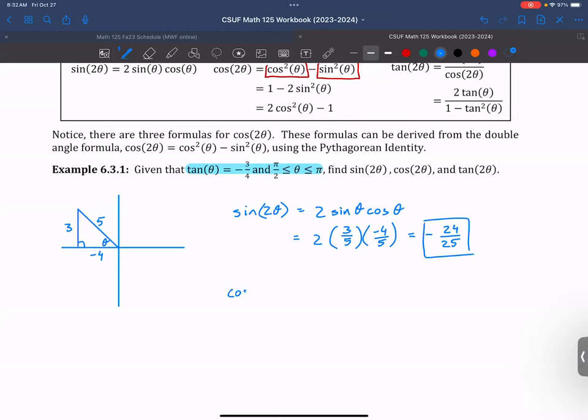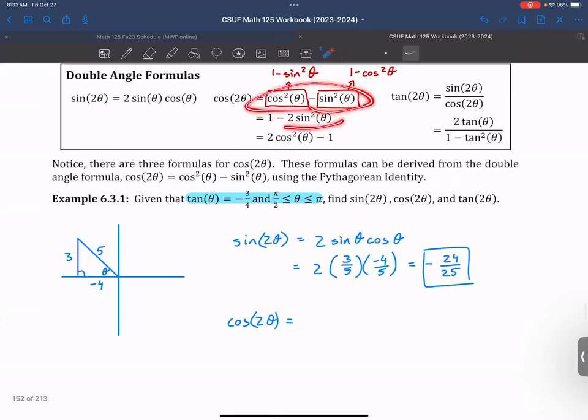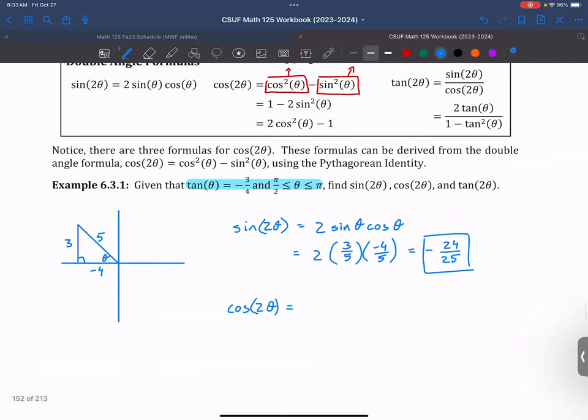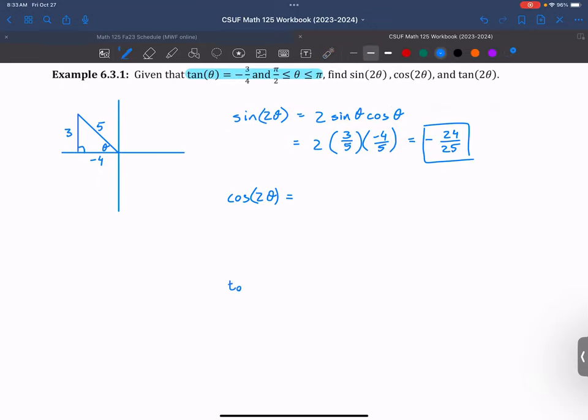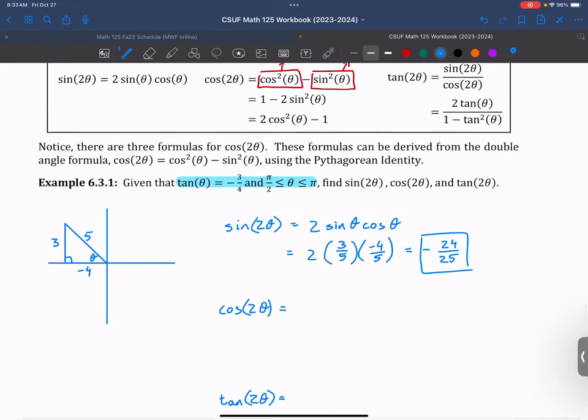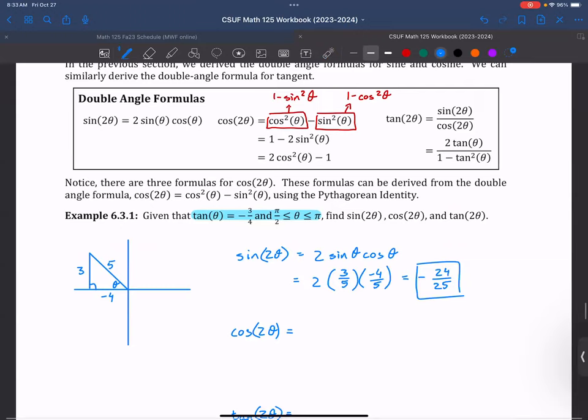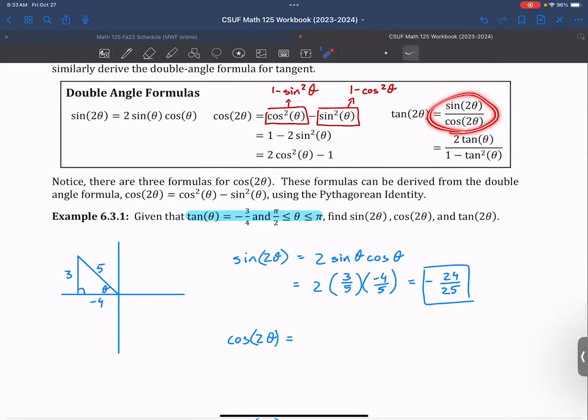And as for cosine of 2 theta, you can use pretty much any of these three forms here because we have the whole triangle for theta. So feel free to use any form you want there and then plug in your ratios for sine or cosine. And then same thing for tangent. So tangent 2 theta, you could use either one of these.